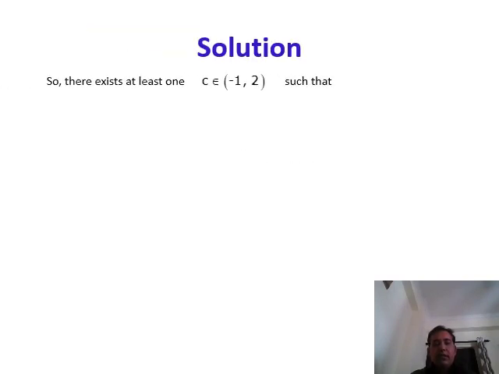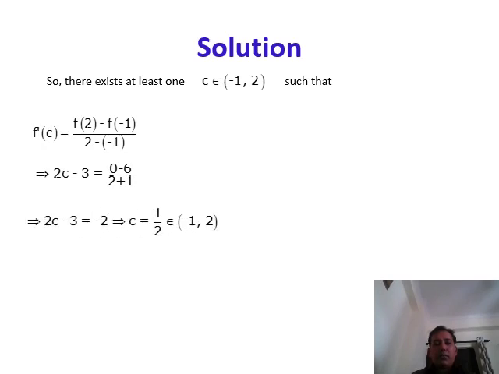So there exists at least one c belonging to (-1, 2) such that f'(c) is equal to (f(2) - f(-1)) upon (2 - (-1)). This implies that 2c - 3 is equal to (0 - 6) upon (2 + 1). This implies that 2c - 3 is equal to -2. Therefore, c is equal to 1 by 2, which belongs to (-1, 2). Hence, Lagrange's mean value theorem is verified.